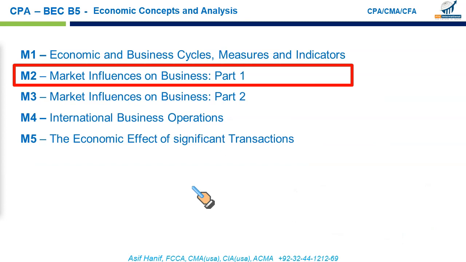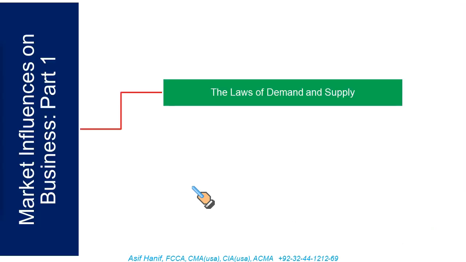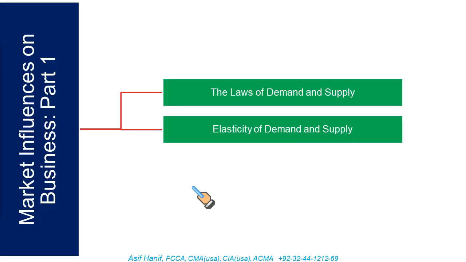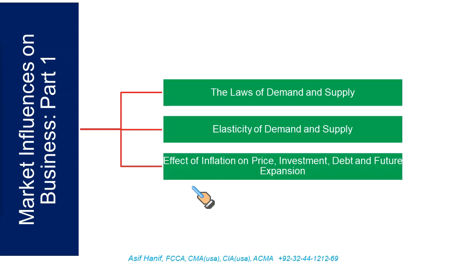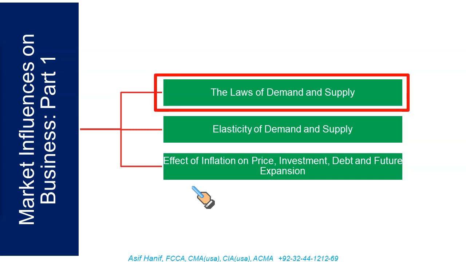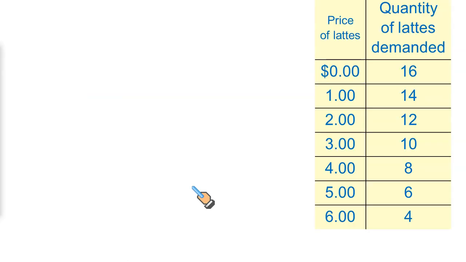B5M2, Market Influences on Business Part 1. What we will be covering in this module: the laws of demand and supply, elasticity of demand and supply, and effect of inflation on price, investment, debt, and future expansion. Let us first discuss the law of demand.